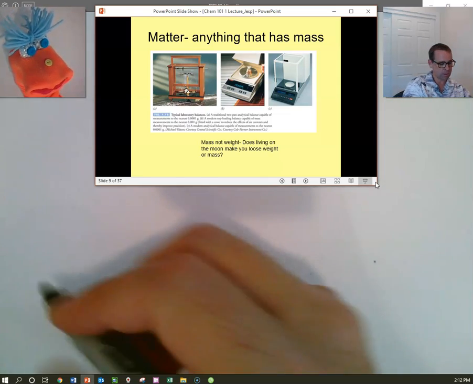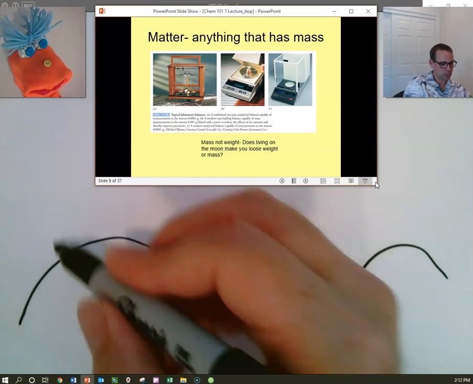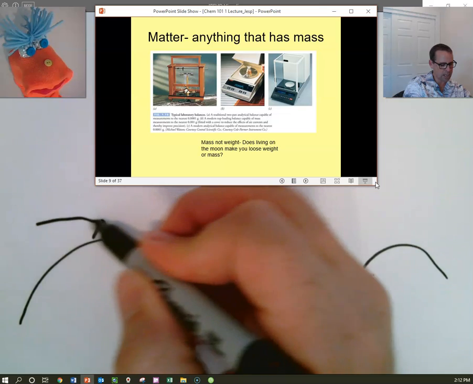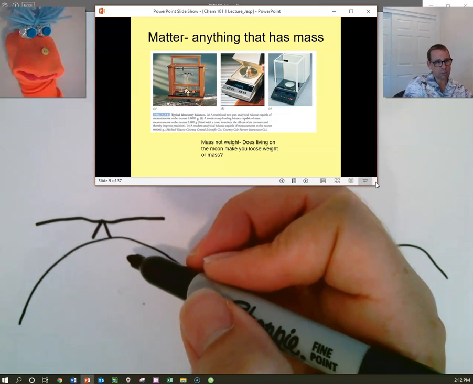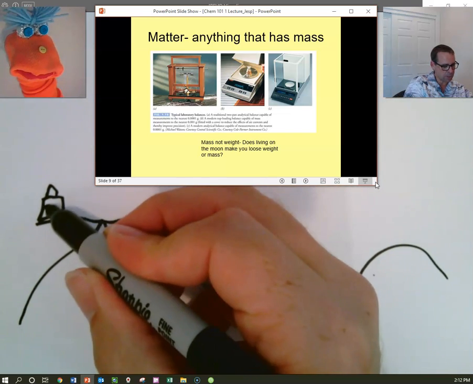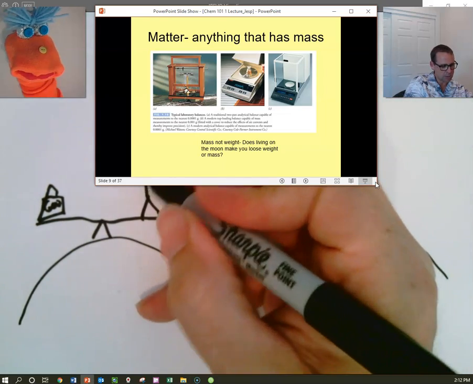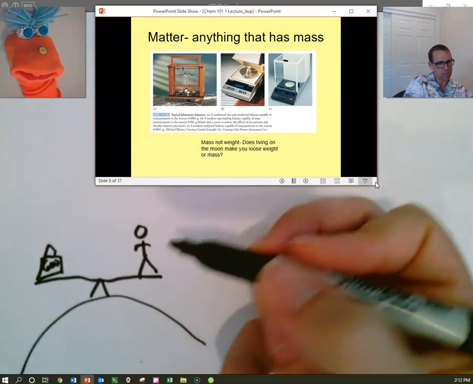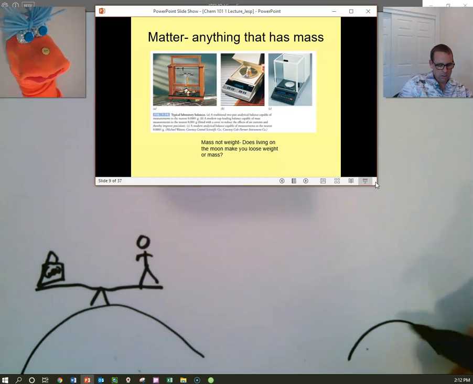Now let's do another scenario. Here's my Earth, and here's the moon, smaller, right? So if I'm on Earth and I stand on what we call a balance, okay? If I stand on the balance, and now I'm going to put my 600-pound mass here, and I'm going to stand right here to balance that lever there, that fulcrum, or that balance, right? I want to balance it.